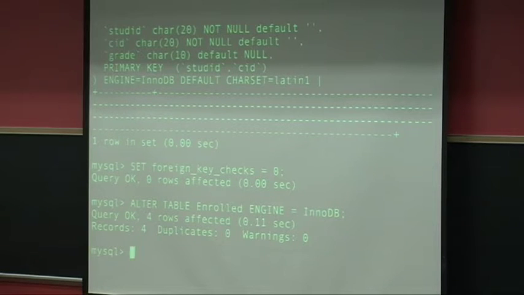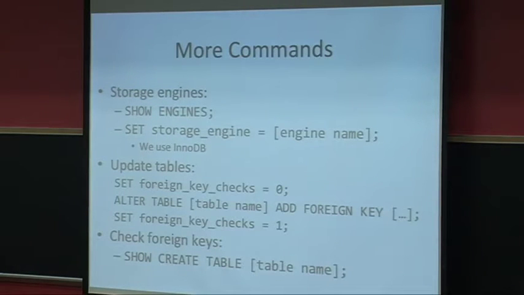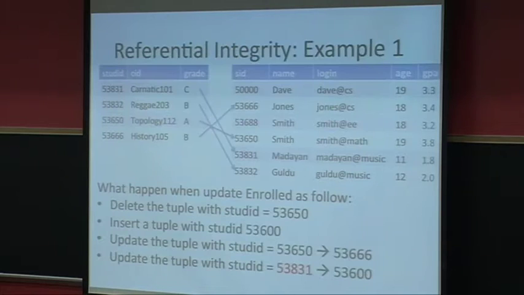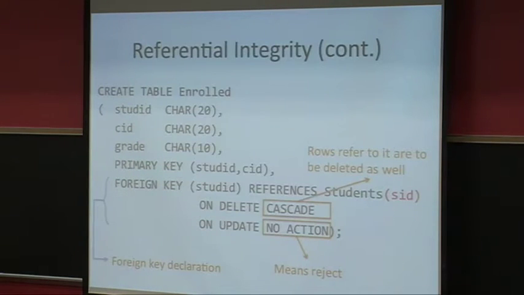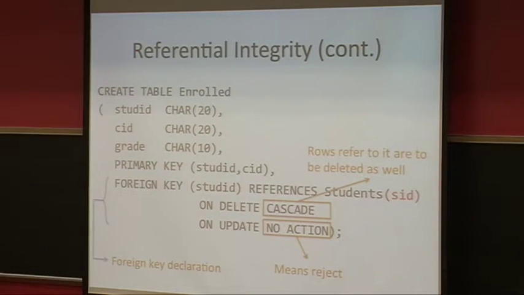And now we want to add the foreign key. Okay? So for adding the foreign key, you have to start with doing this thing. Okay? So you disable the flag. And what you want to do, so I will go back to the slides to quickly show you. So what we want to do is to add this part. Okay, add this part to the table we created from last time.